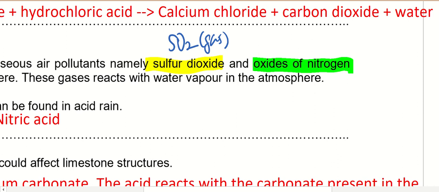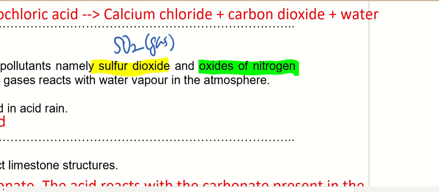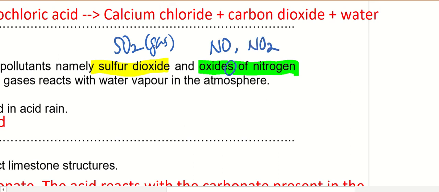And oxides of nitrogen. Now realize that there's an s here, oxides. They did not just say nitrogen oxide or nitrogen dioxide, because it comes in different forms. Sometimes it can be nitrogen oxide, sometimes it can be nitrogen dioxide, NO2. So it really depends on the conditions under which these oxides are formed.